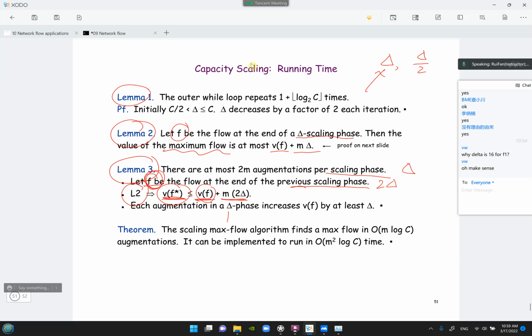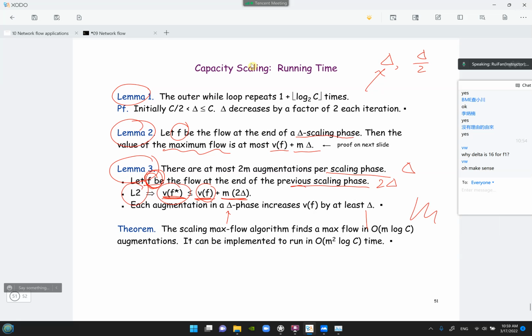Now in the current delta phase, each time you find an augmenting path, this has to increase the flow by at least delta. The reason is that in this phase, we only keep edges which have capacity at least delta. So each augmentation increases the flow by at least delta. And because the max flow is at most the previous flow plus m times 2 delta, this means you can do at most 2m augmentations.